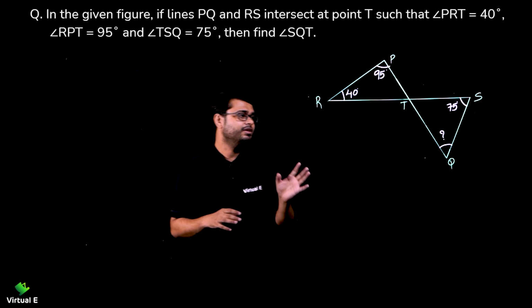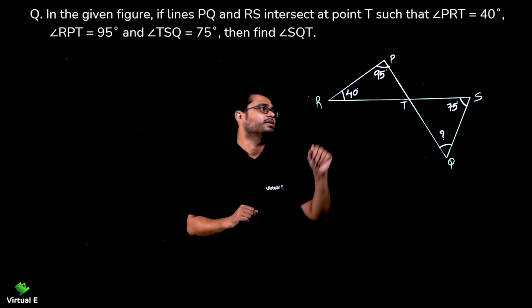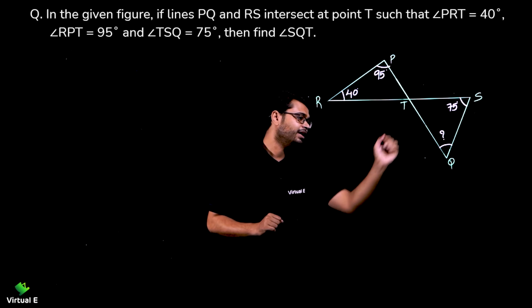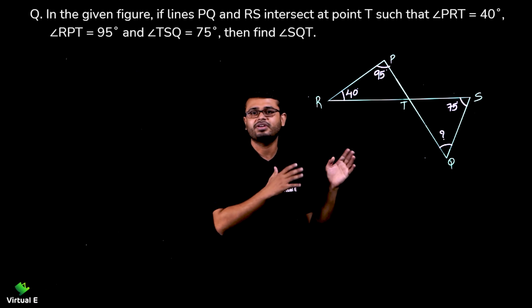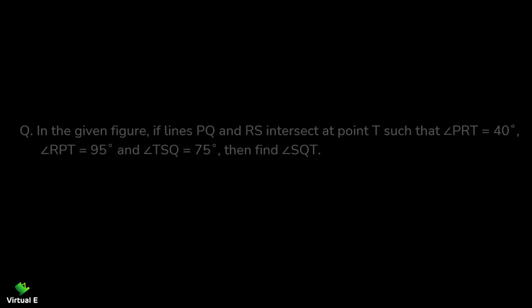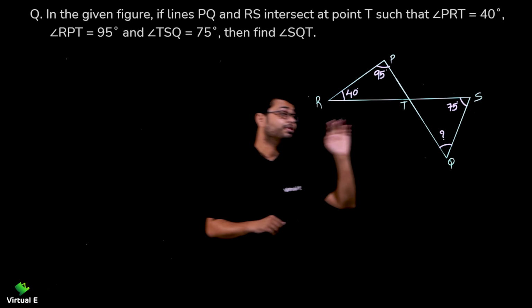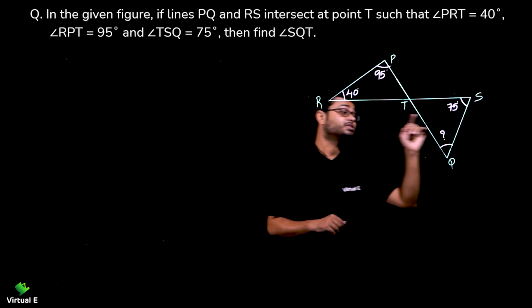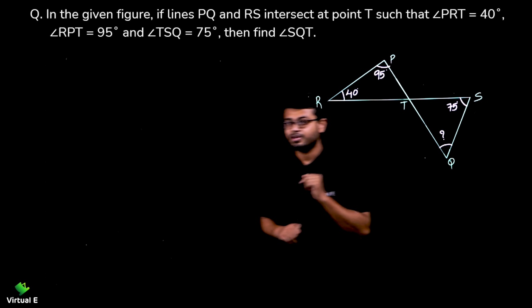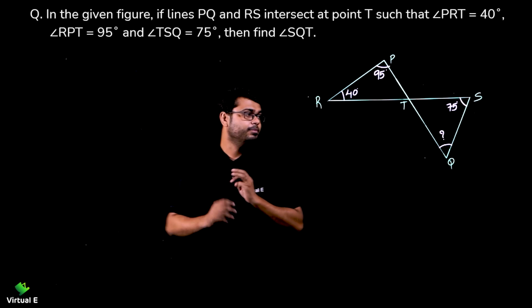Here we have in the figure two triangles given. There are three angles given and one angle is missing. We are supposed to find that missing angle. Let's read the question. In the given figure, if lines PQ and RS intersect at point T such that PRT is equal to 40 degrees, then 95 degrees and 75 degrees, and we need to find SQT. SQT we need to find. So how shall we approach?